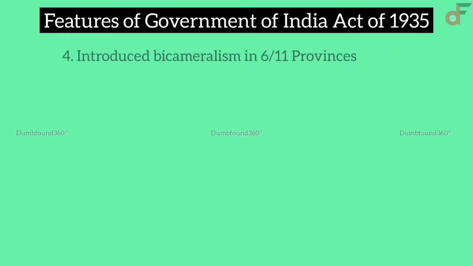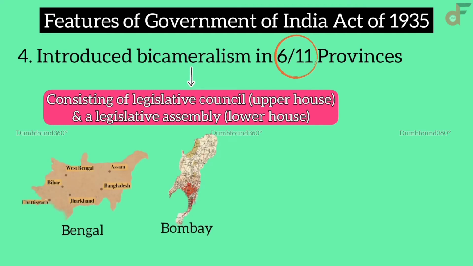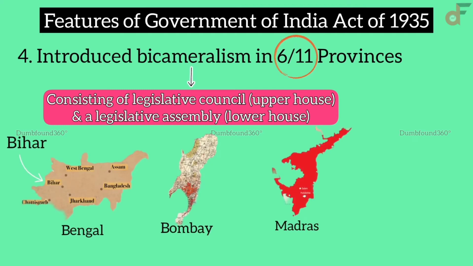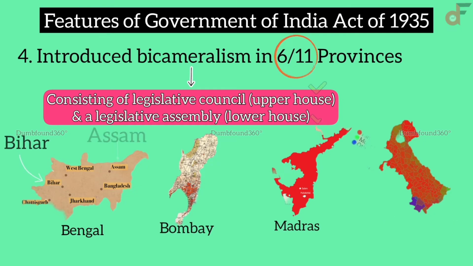4. It introduced bicameralism in 6 out of 11 provinces. Thus, the legislatures of Bengal, Bombay, Madras, Bihar, Assam, and the United Provinces were made bicameral, consisting of a legislative council, that is upper house, and a legislative assembly, that is lower house. However, many restrictions were placed on them.